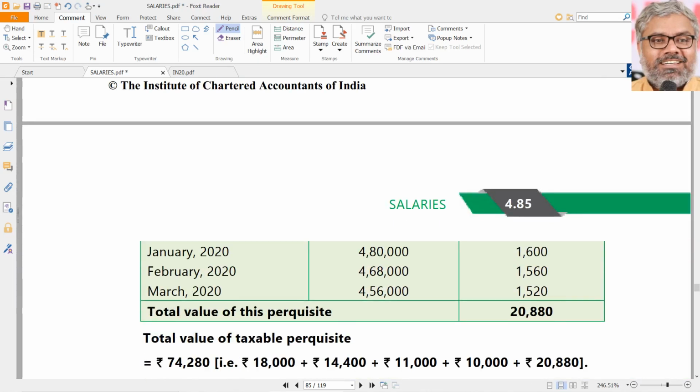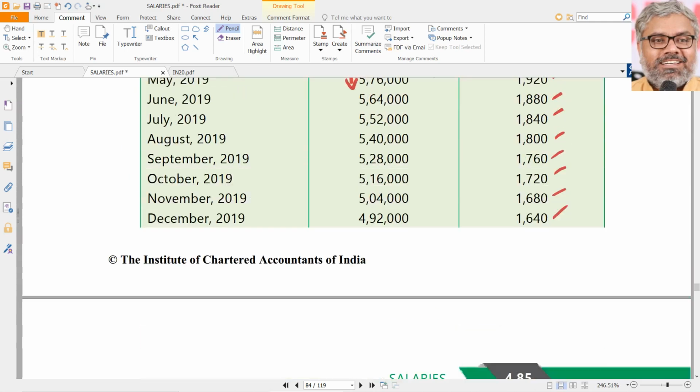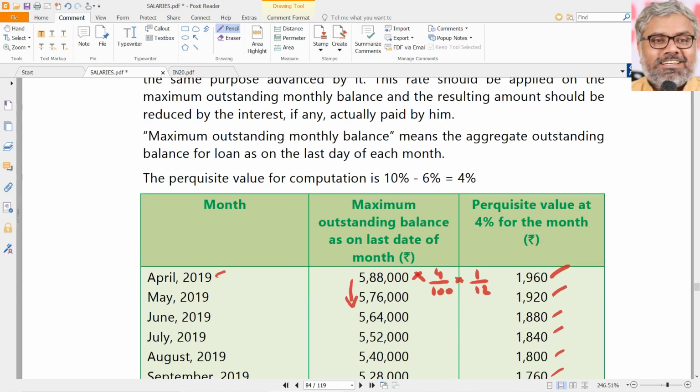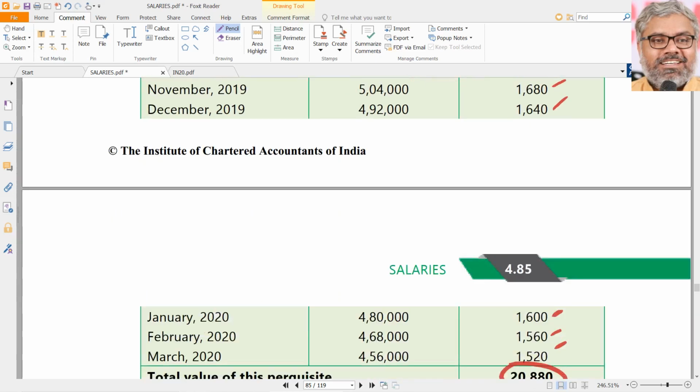Total interest perquisite itself is how much? 20,880 rupees. Why? Already we have taken 4% only. That is the perquisite value, because 10% is the SBI rate and the company is charging 6%. So 10 minus 6, 4% already is the value of perquisite. So what is the answer here finally for this point?